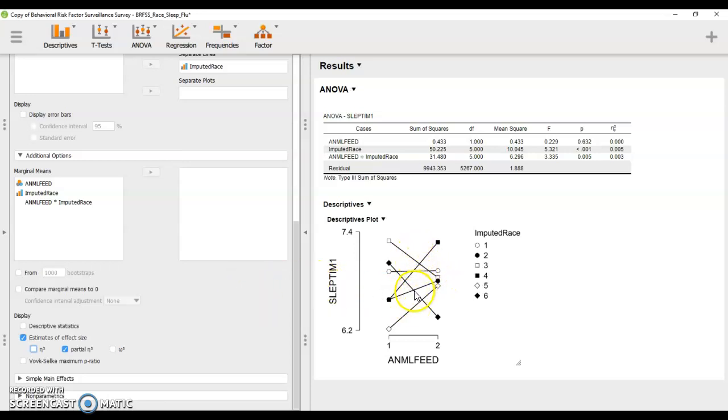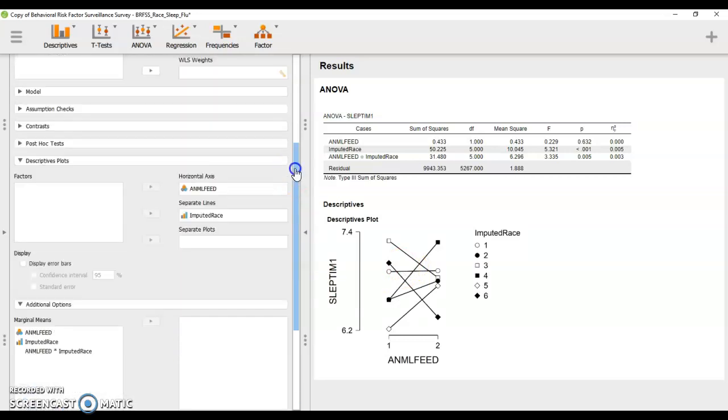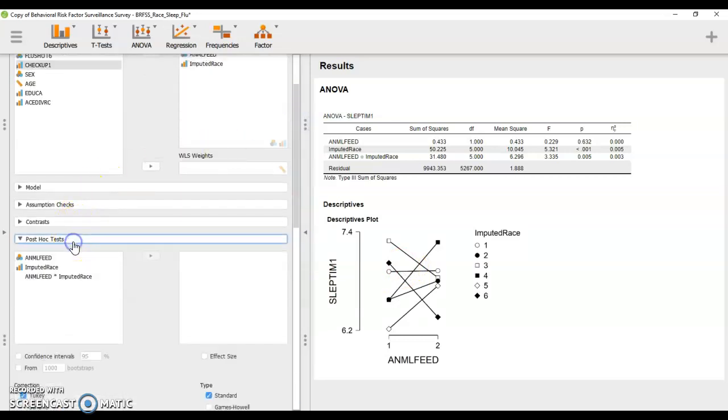So just by looking at this graph, I can say, oh, that looks pretty different from that. But keeping in mind that the sample size might not be very large, we don't know yet if this is a trend we would expect to see in Pennsylvania adults in general. So that's where we would go to post hoc tests.